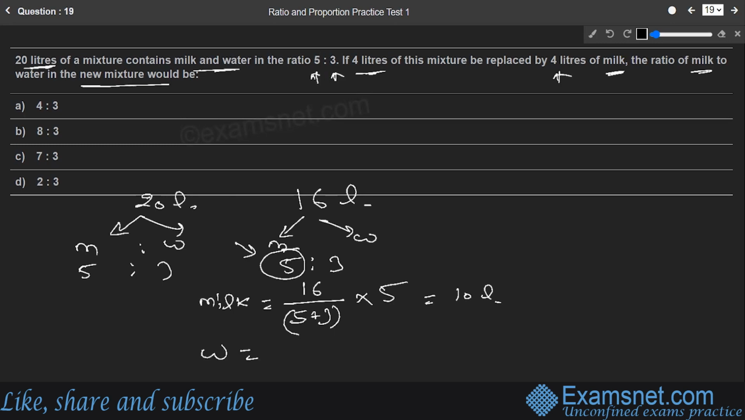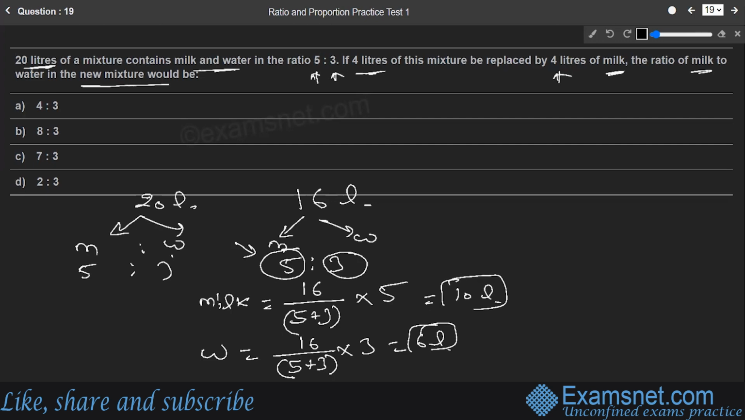That can be found out by subtracting also, or we can do the same thing once again. Total mixture volume divided by the sum of ratio terms into the water part. The corresponding water number is 3, so into 3, which is nothing but 6 liters. So the reduced part has 10 liters of milk and 6 liters of water in it.